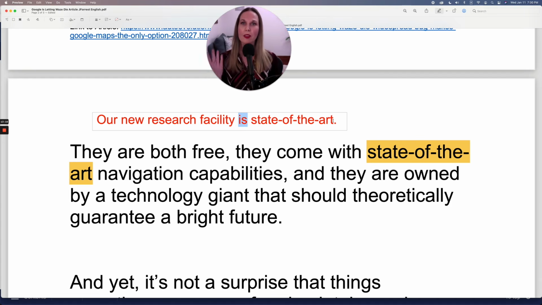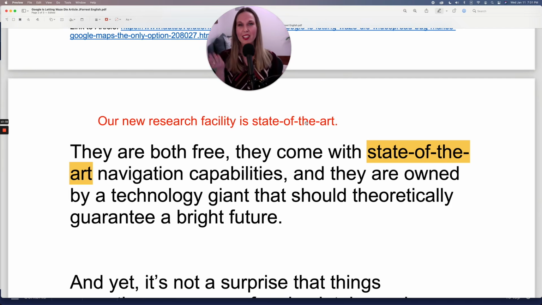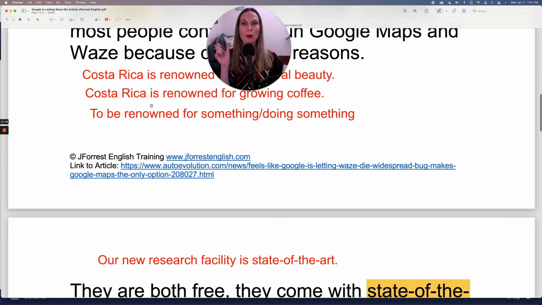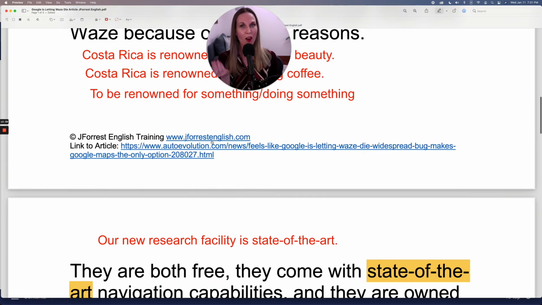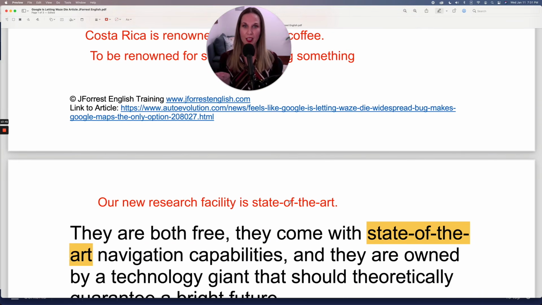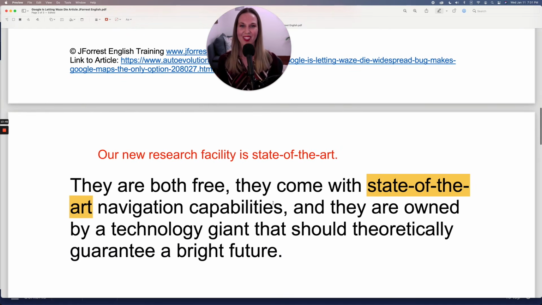Now, of course, when something is state of the art, it means it has the most recent technology, the most recent everything. It is extremely modern, extremely innovative, state of the art. So you can try using that adjective too when you're thinking about something your city is renowned for, famous for. Why not share something in your city that is also state of the art to practice that adjective?